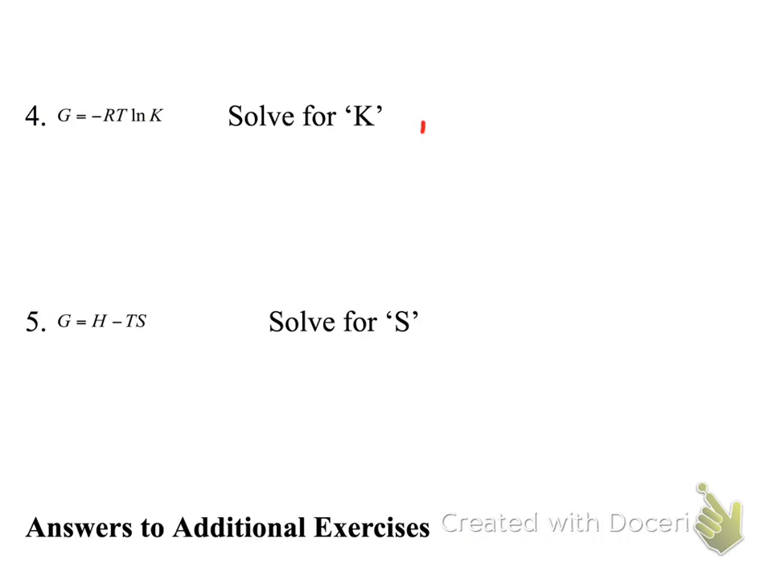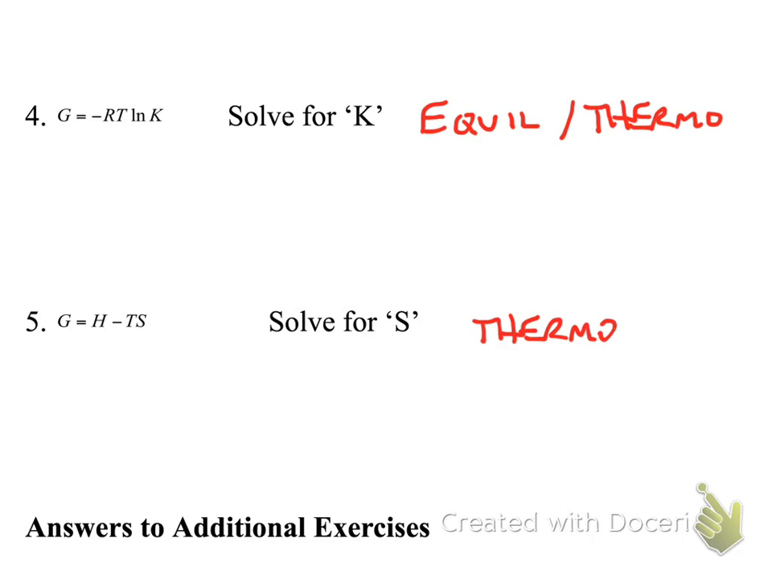This talks about equilibrium and thermo, which talks about heat. And number 5 talks about thermo as well, thermodynamics. Okay, so G equals negative RT natural log of K.